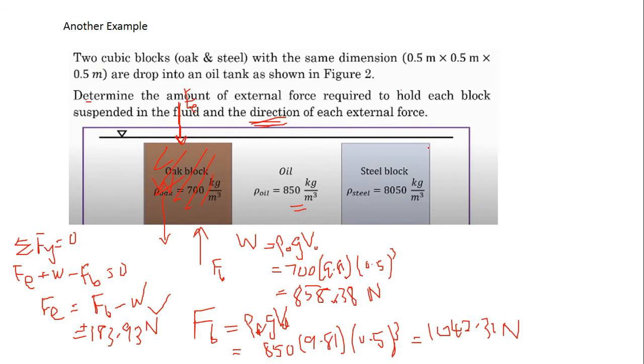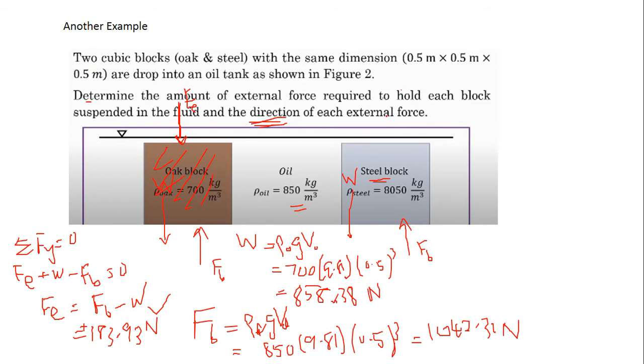Okay, now the second one. The second block is a steel block. How you can do it? Sama lah cara dia kan. Okay, guide me how? Summation Fy equal to 0. Draw your FBD first, right? Don't forget your FBD. So W goes down, and FB goes up.